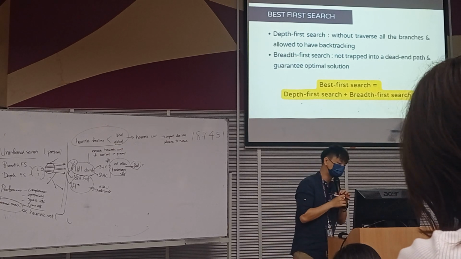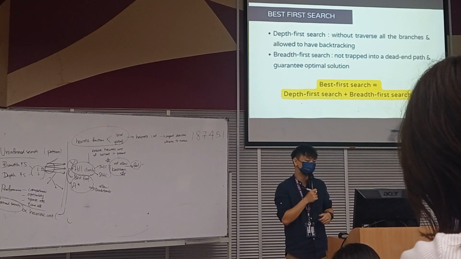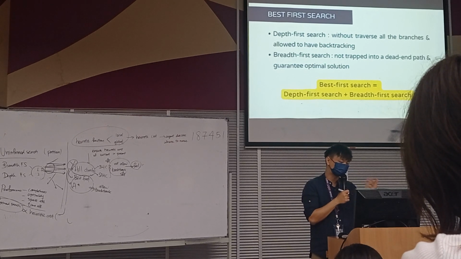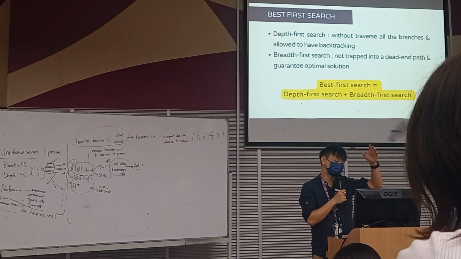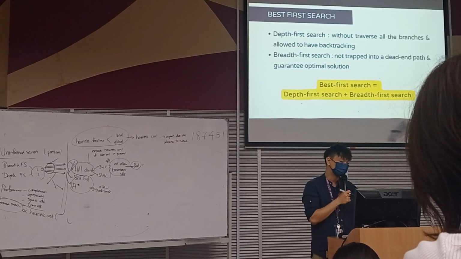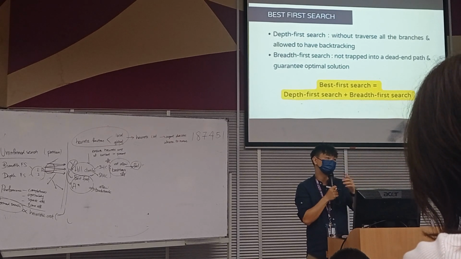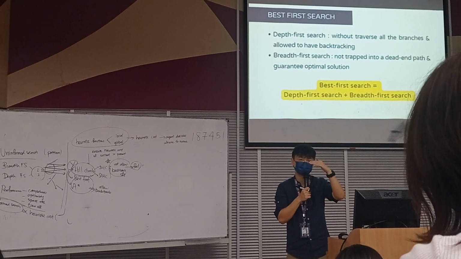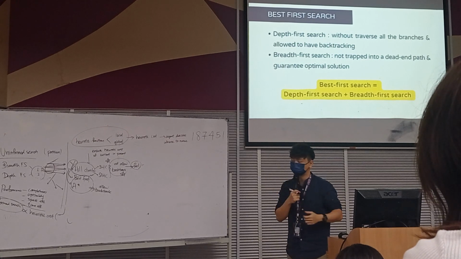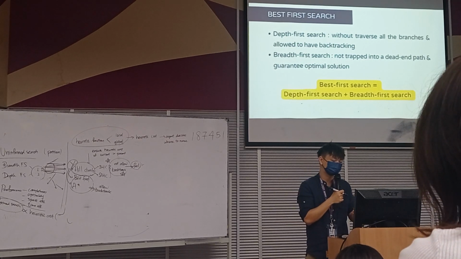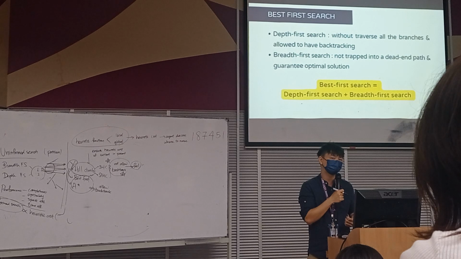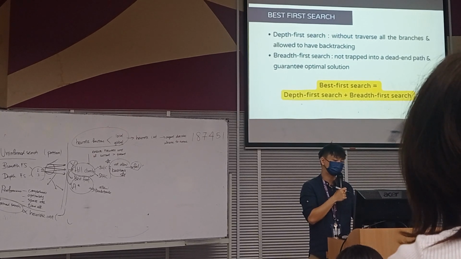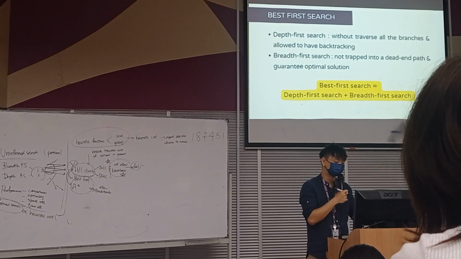It's actually a combination of the advantages of depth-first search and breadth-first search. We know the advantage of depth-first search is that it allows backtracking and does not need to traverse all the branches. And the advantage of breadth-first search is that it guarantees optimal solutions, because it searches level by level. By using breadth-first search, you will definitely obtain optimal solutions. Yet you do not get trapped in dead ends, and there's no need to traverse every single path.